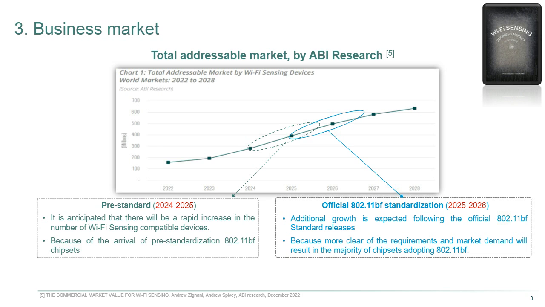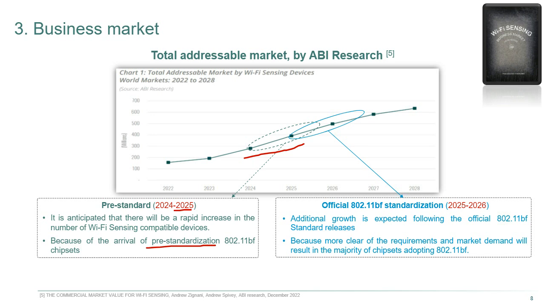We have noticed two important time periods. One is from 24 to 25. They predict that there will be a rapid increase in the number of Wi-Fi sensing compatible devices during this period, because of the arrival of pre-standard 11bf chipsets. As I mentioned, our standard will finally be published around 25.